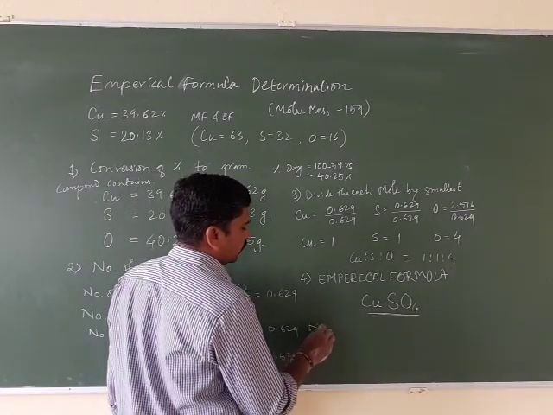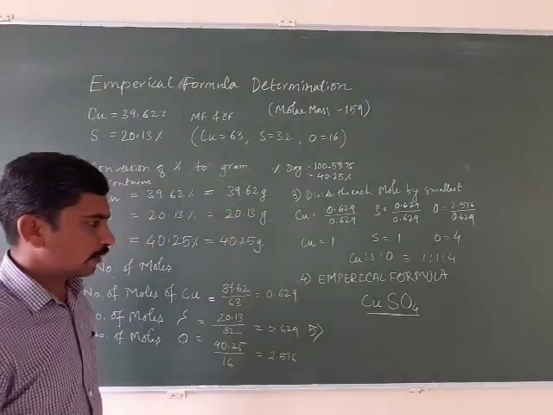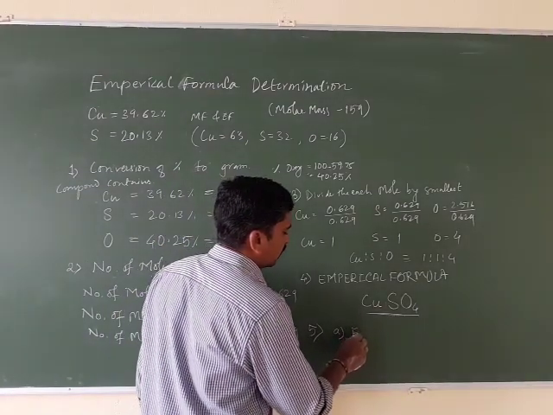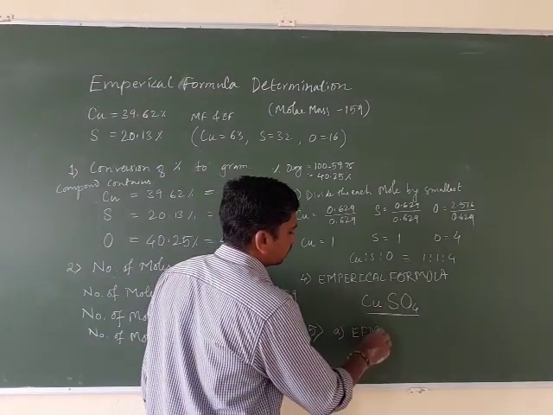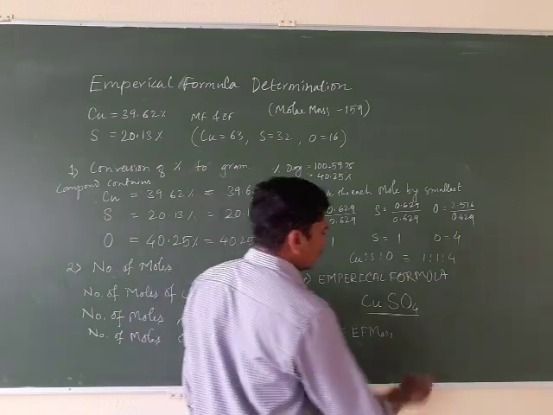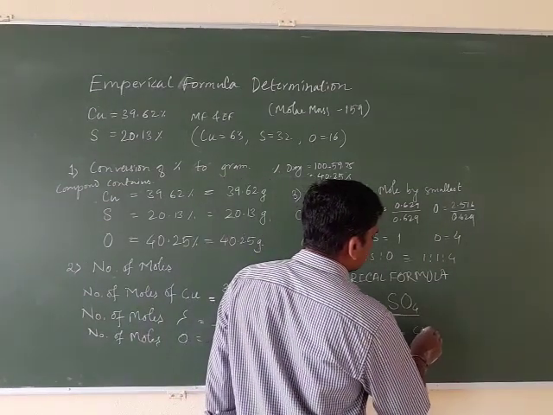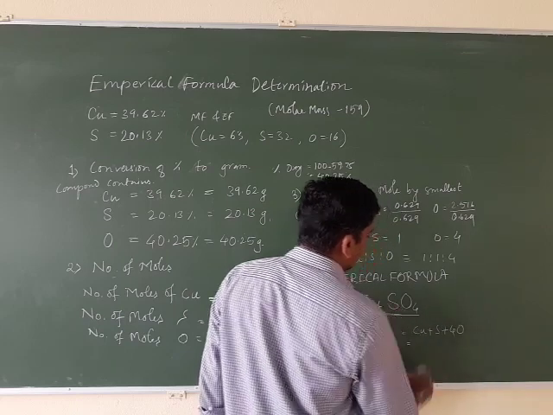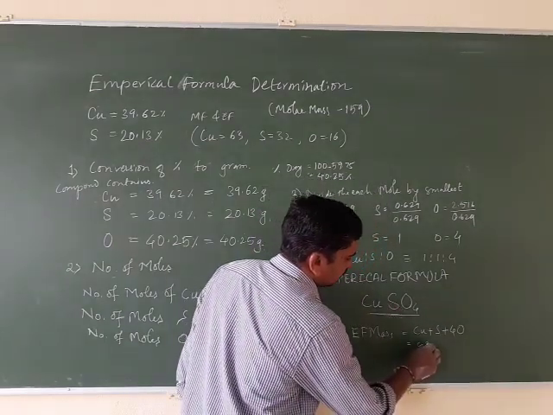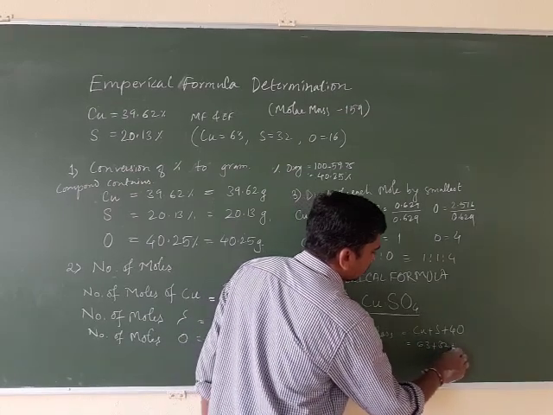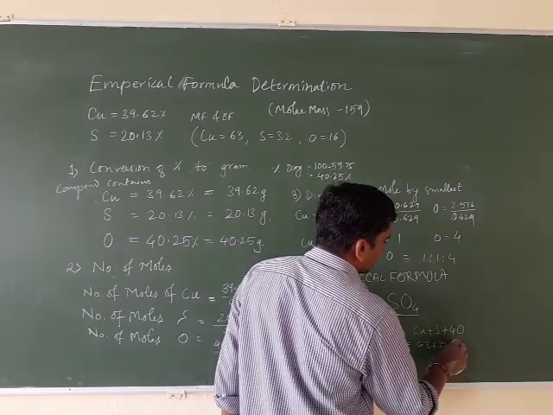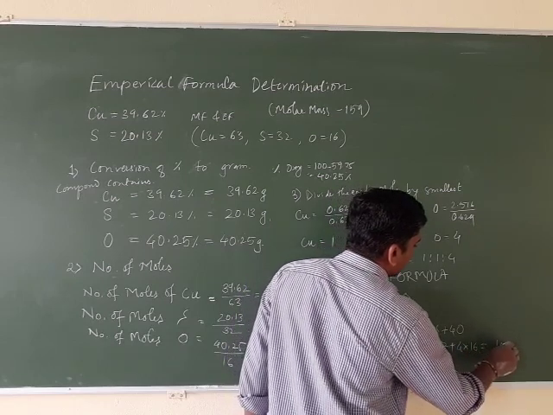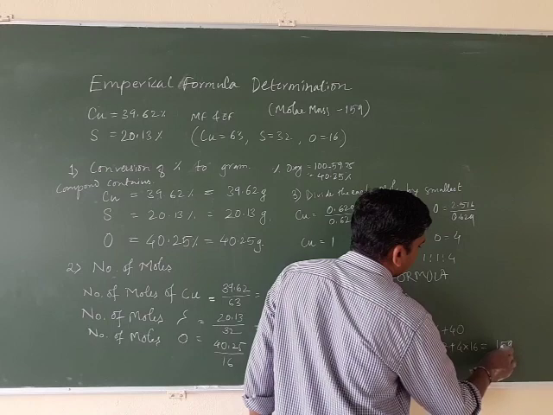Now we want to determine the molecular formula. To determine the molecular formula we require the empirical formula mass. What is it? It is Cu plus S plus 4O, which is equal to 63 plus 32 plus 4 into 16, which is equal to 159.